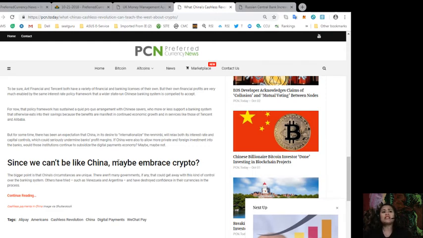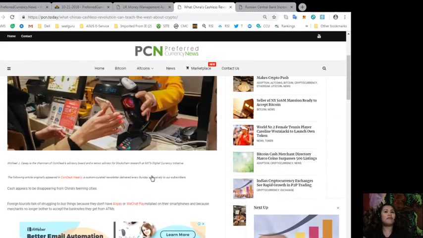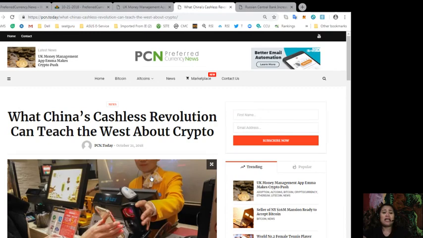Well, the bigger point is that China's circumstances are unique. There aren't many governments, if any, that could get away with this kind of control over the banking system. Others may have tried, such as Venezuela and Argentina, and have destroyed confidence in their currencies in the process. So, do you think we will be adapting to China's cashless revolution? Let us know in the comment section below.